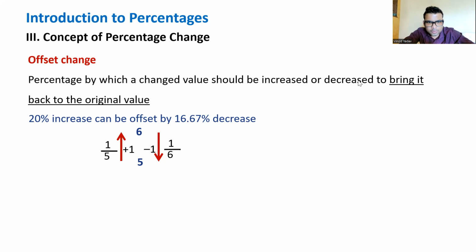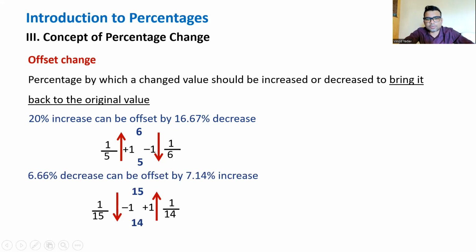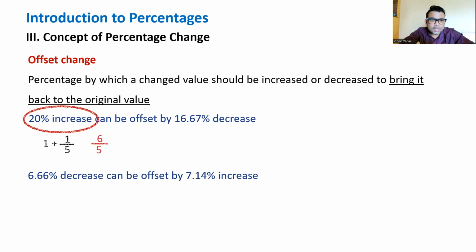Understood? Okay. Next is 6.66% decrease. Now 6.66% is 1 by 15 decrease. How will you convert this? Old value was 15, 1 part less, so new value is 14. 15 became 14. So now 14 should become 15 to offset the change, right? Bring back to the old value. So 1 increase on 14. So 1 by 14, hence 7.14%. Correct?